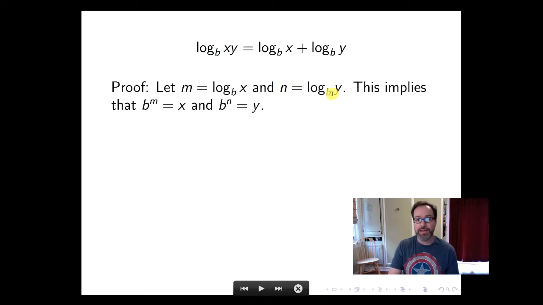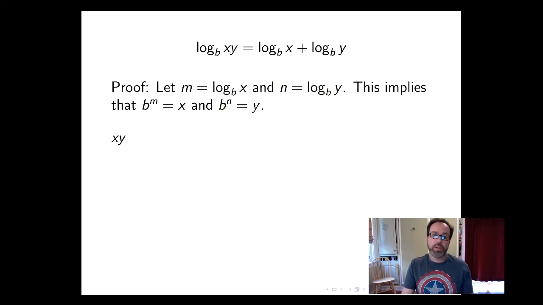And then that's me writing it in logarithmic form, and then I'll rewrite both of those things in exponential form. So again, log base b of x is equal to m means that b to the m power is equal to x, and that's what you see right here. And then similarly, b to the n power is equal to y, and that's what we see right here.